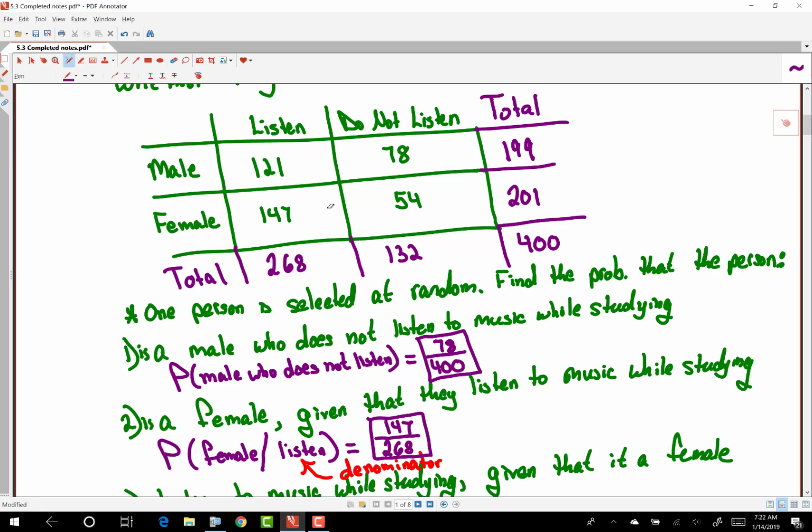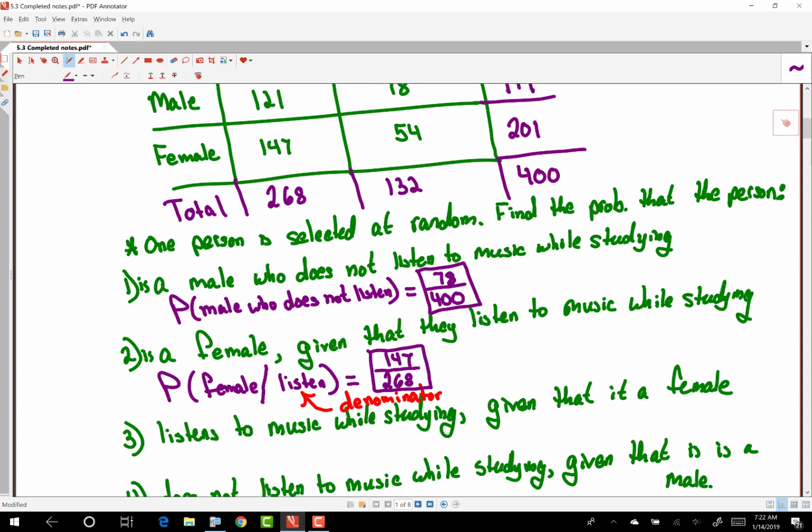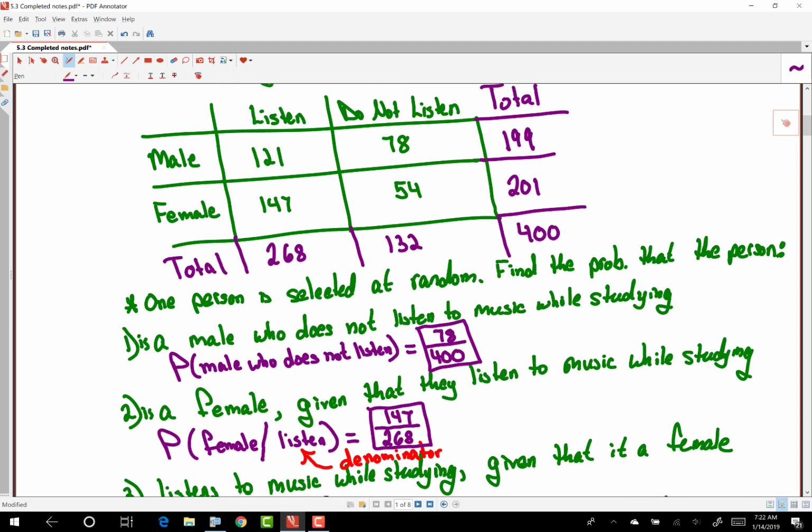Okay, so let's switch it around this time. Let's look at number 3. Number 3 says find the probability that the person listens to music while studying, given that it's a female. So notice I'm switching the order from number 2. In this case, we're looking for the probability that they listen, given that it's a female. So remember, whatever condition you're given, that's what's going to narrow it down for you. So this time we're given that it's a female. So we're going to narrow it down to this row only because we know that it's a female.